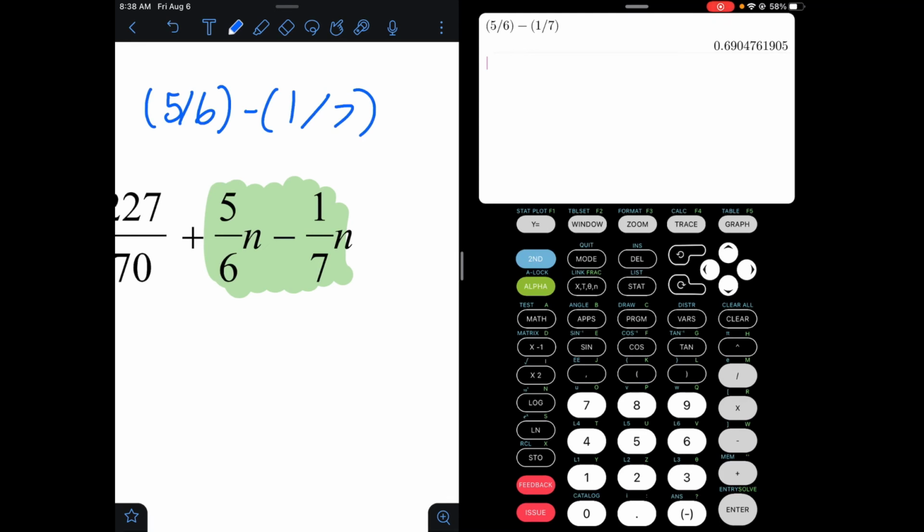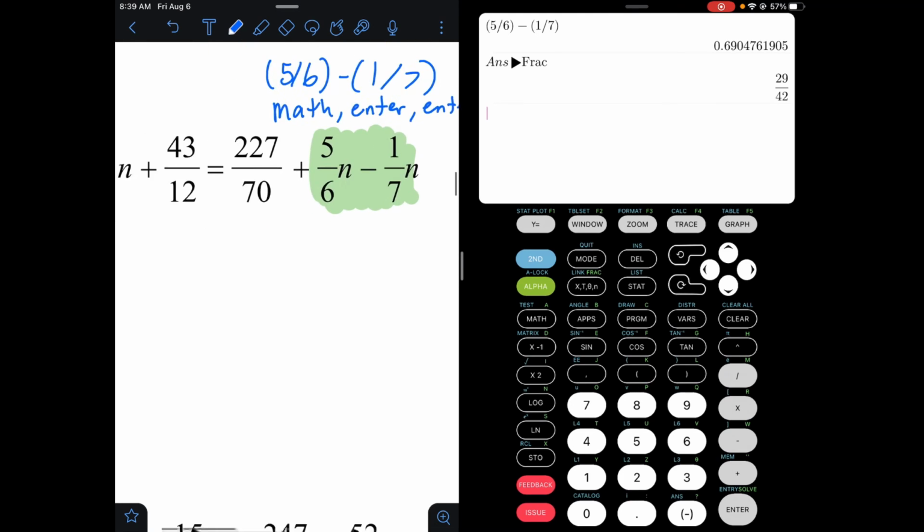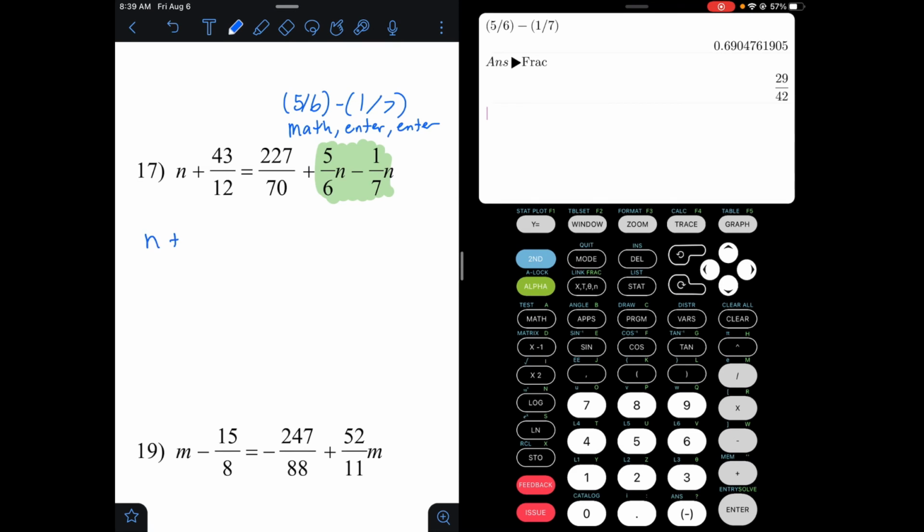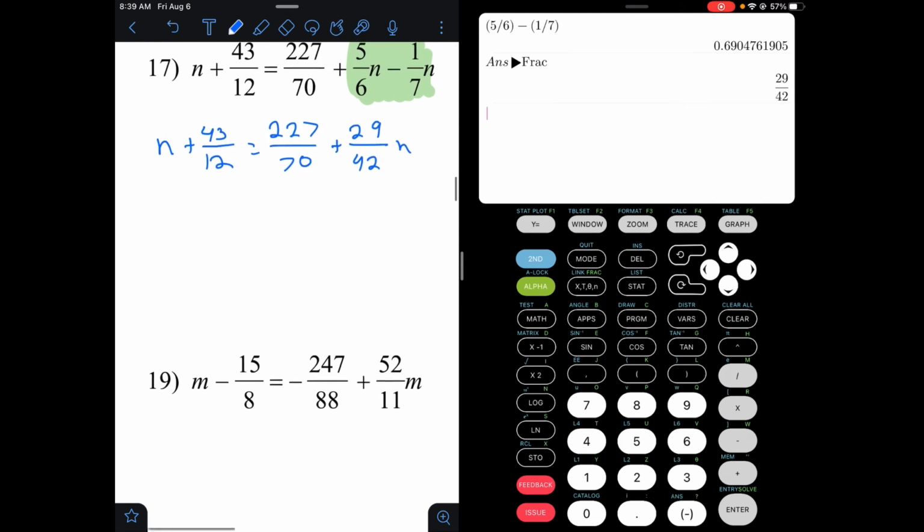I want the fraction equivalent of this decimal, okay? And the way that you can get a decimal into a fraction on your calculator, it's very easy. You just do math, enter, enter. So to get this into a fraction, I'm going to do math, enter. I'm going to click enter one more time, and I get a nice fraction here. So I can go ahead and rewrite this as n plus 43/12 equals 227/70 plus 29/42 n. All right.